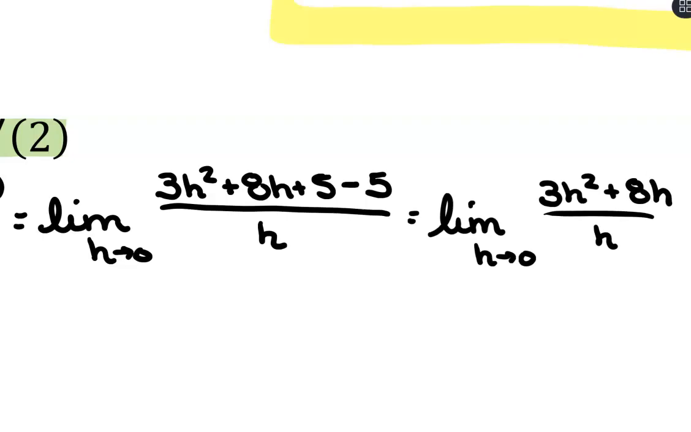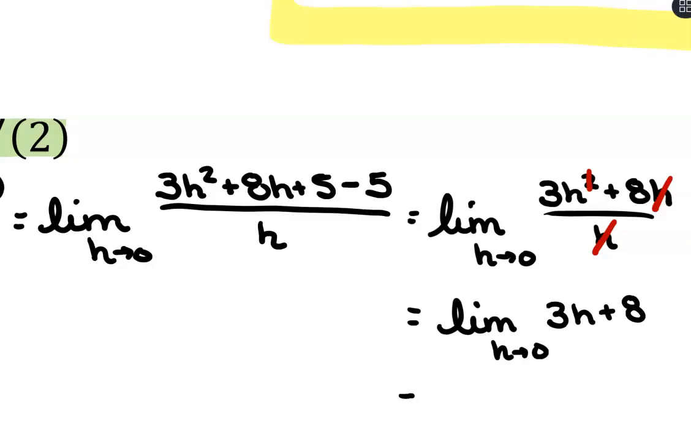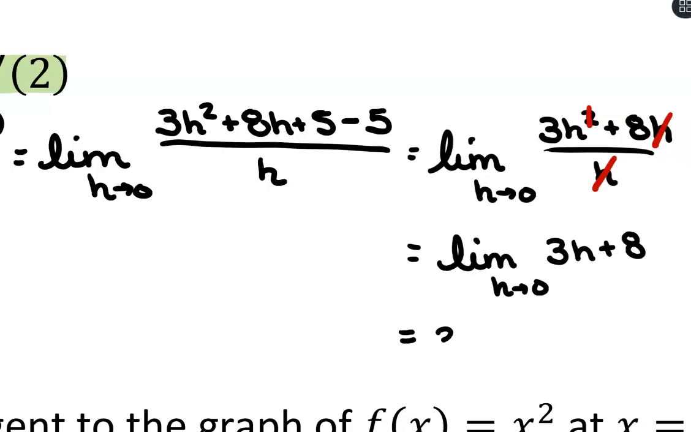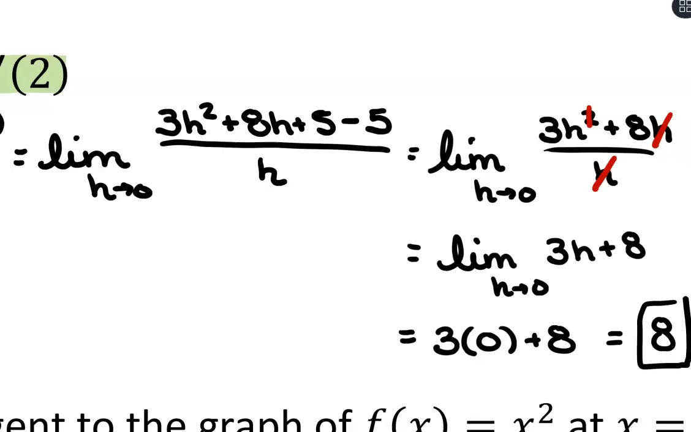I have a common term of h that can divide out. You can do this either by factoring out an h in the numerator and canceling, or you can just see one of those h's will come out from each of those pieces. So I'm going to have the limit as h approaches 0 of 3h plus 8, which now I can plug in h equals 0 and end up with 8 for my final answer.